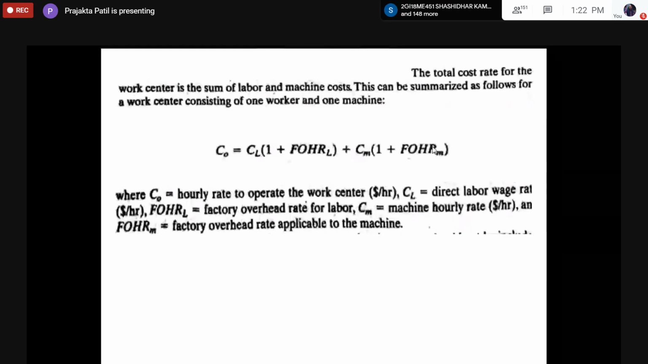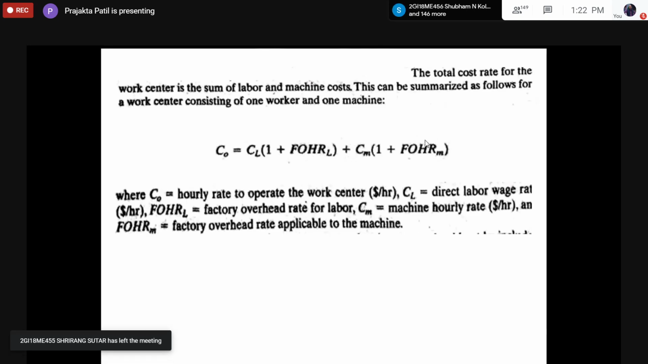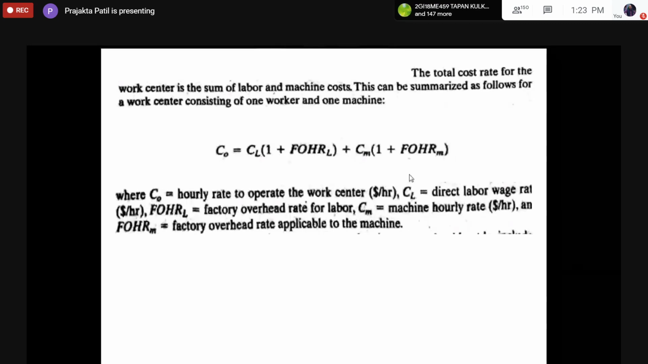If you observe the C naught equation, you will see that we have only considered the factory overhead rates in order to calculate the total cost rate, or the hourly rate to operate the work center. We are not considering the corporate overhead rate here.